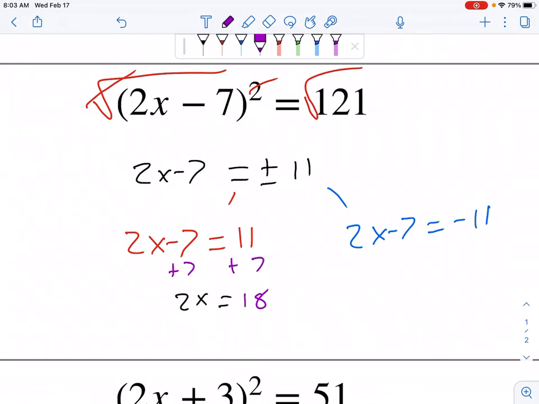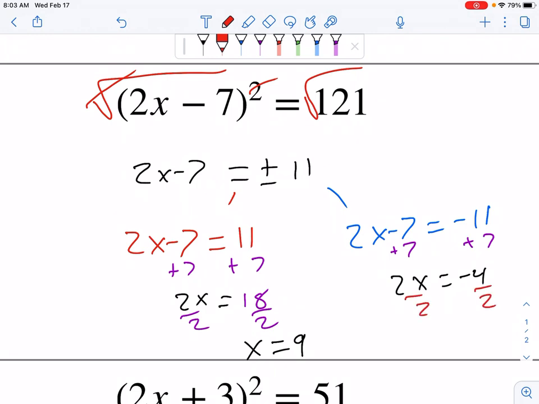And then I divide by 2. And my first value, x could equal 9. That's the first value that x could be. My second one, okay, that's going to give me 2x equals negative 4. And then I'm dividing by 2 on both sides. And x equals negative 2.